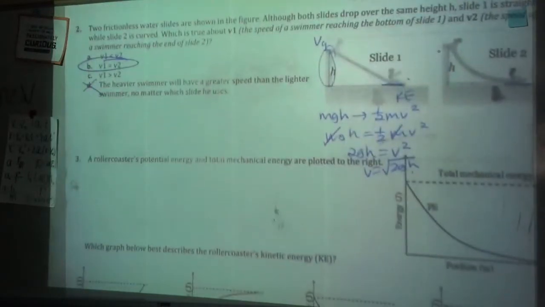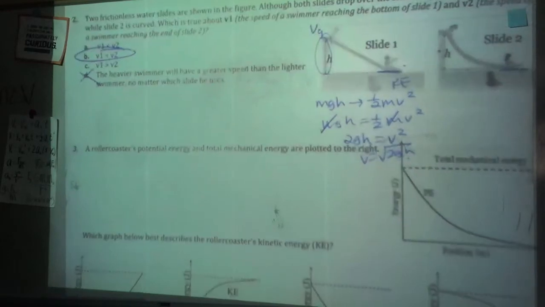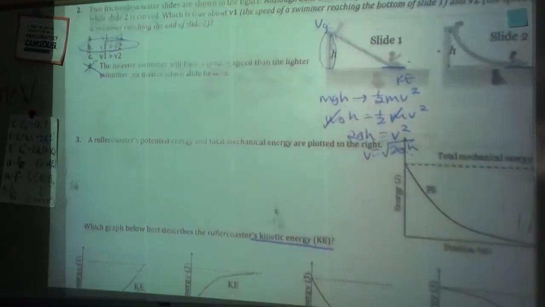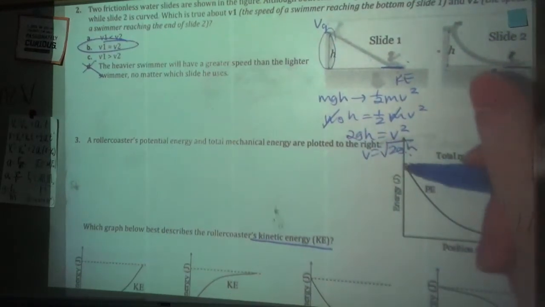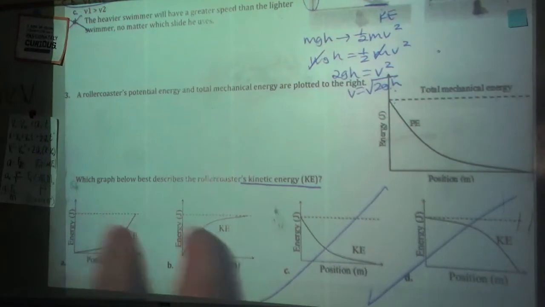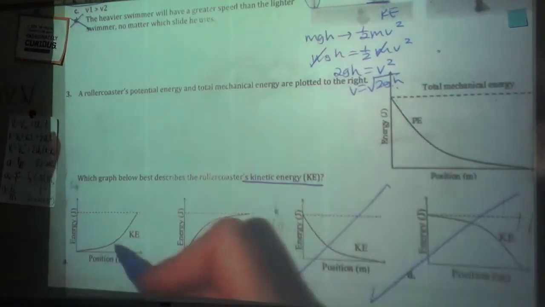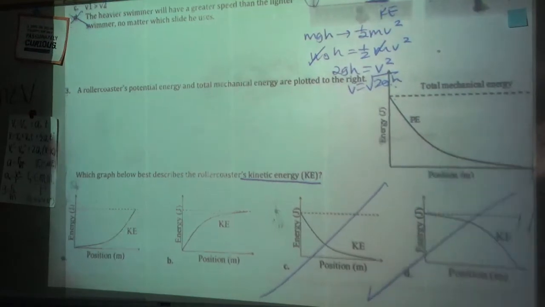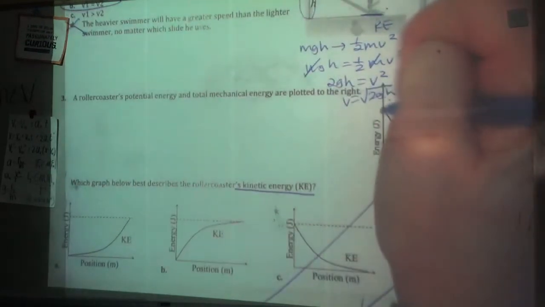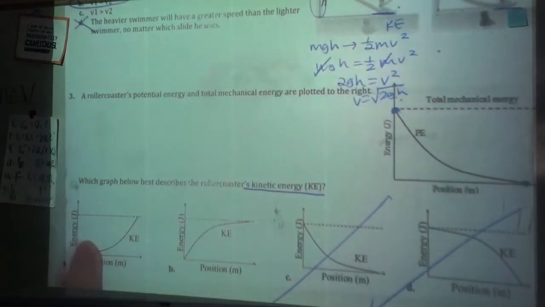Number 3: the roller coaster's potential energy and total mechanical energy are plotted to the right. Which one shows their kinetic energy? So first of all, here I have lots of potential, which means I have very little kinetic, so you can cross off C and D, which everybody did. Now it's just figuring out which one of these matches this one. A lot of you looked at this point and this point, which is good, but both of those work out, right? They both have 0 at the beginning and all kinetic at the end.